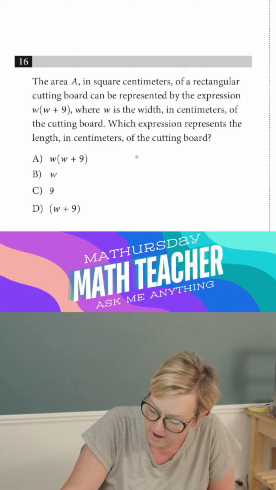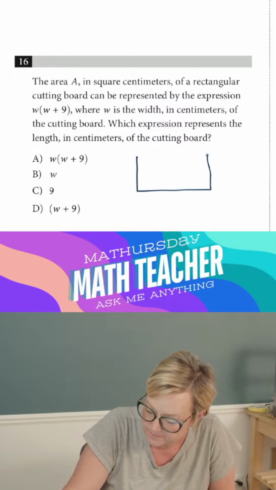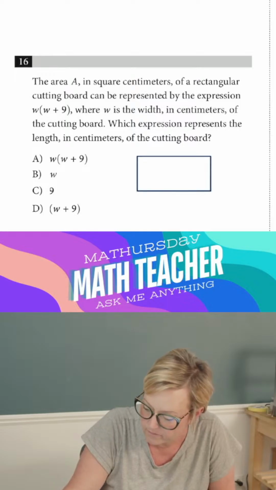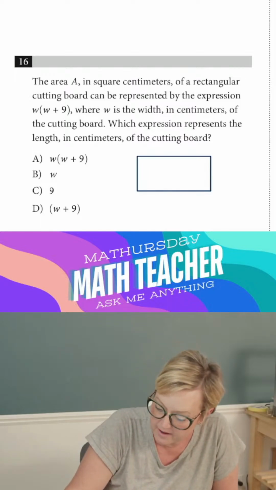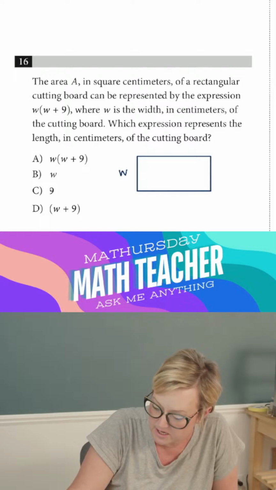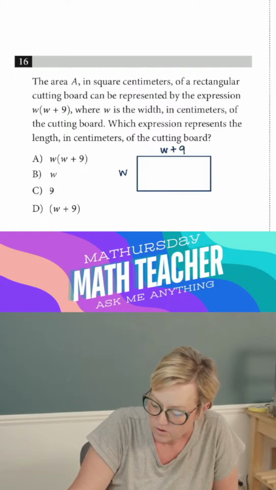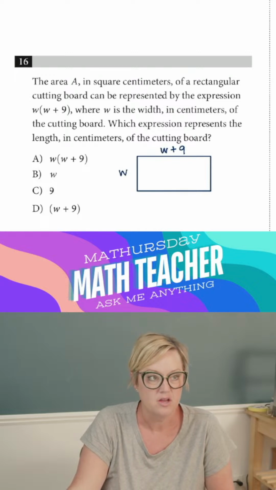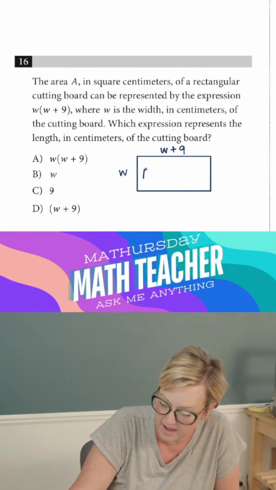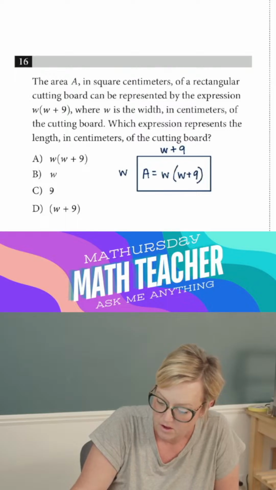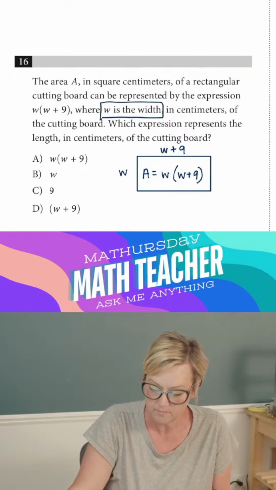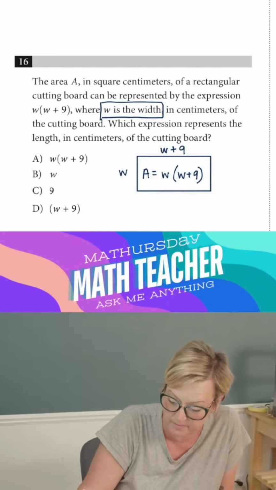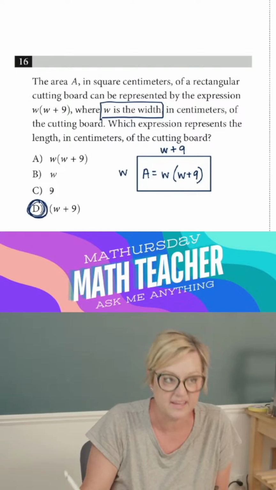When we look at area of a rectangle, I'm going to draw that rectangle. The area is going to be the length times the width. So we've got W, which is the width, and then we have W plus 9, which must be the length. The area would be W times W plus 9. If W is the width, which they tell you right here, then what is the length? The length has to be W plus 9. So the answer is D.